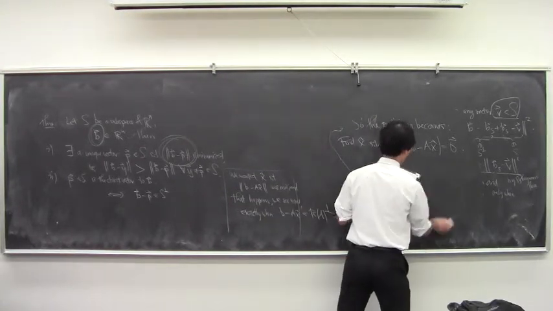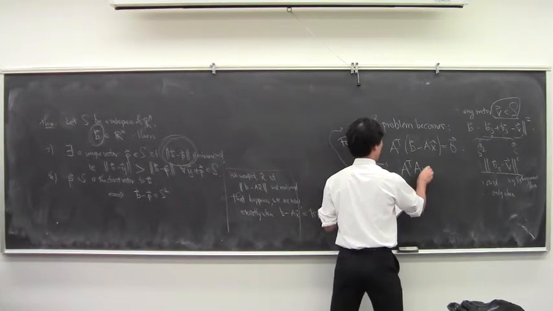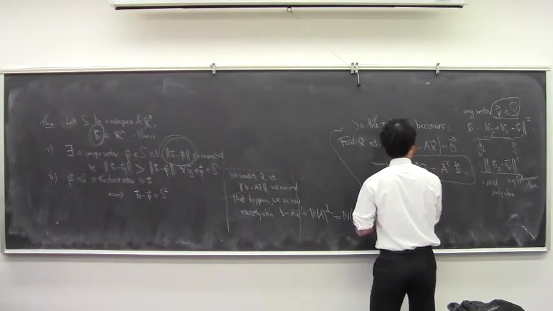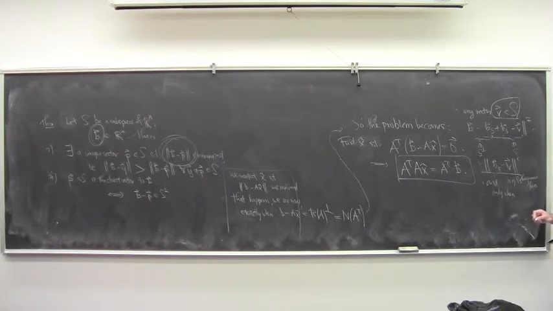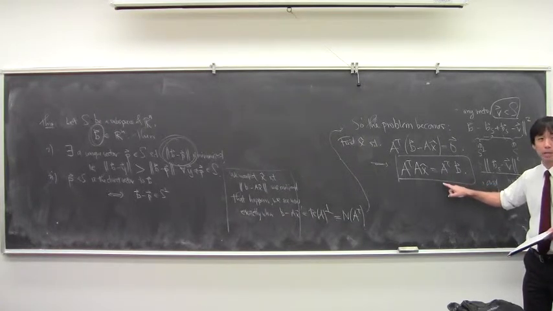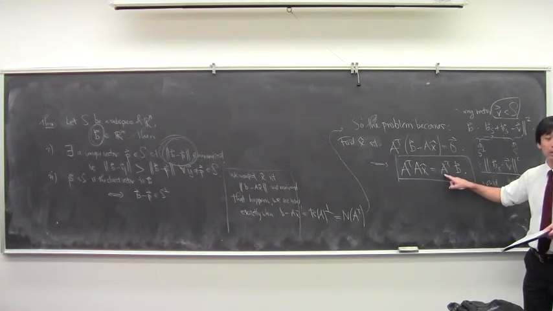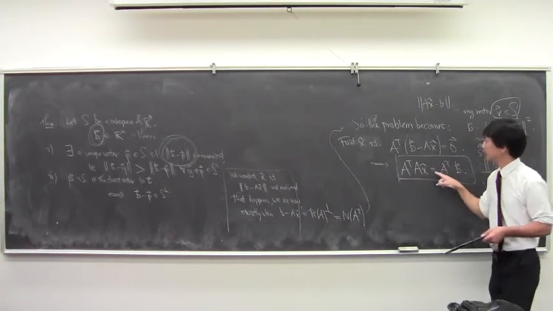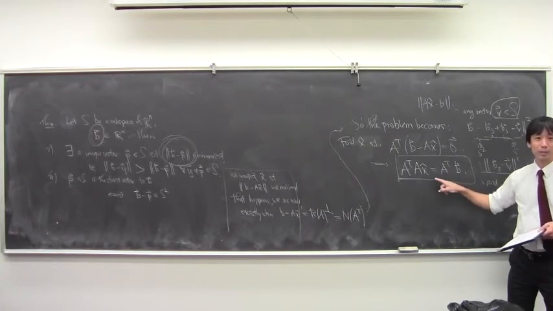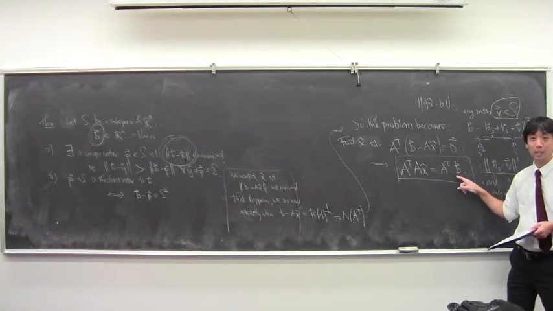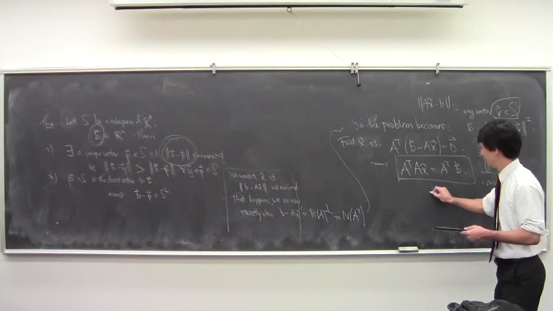Let me write it the way it's in the book: A transpose A x equals A transpose b. Okay, so this is the problem that we need to solve. Using our knowledge of direct sums and orthogonal complements and fundamental subspaces, we find out that the problem of minimizing Ax minus b turns into this problem, solving this linear system, A transpose A x equals A transpose b. This is called the normal equation.